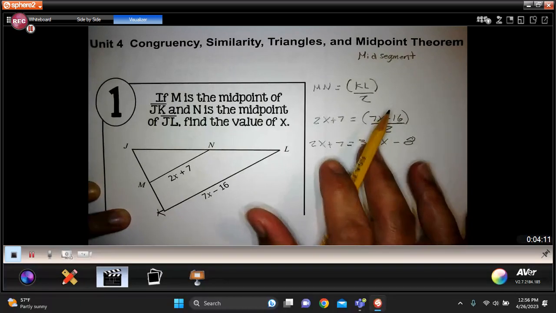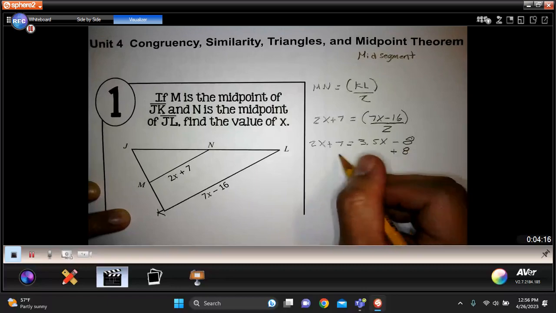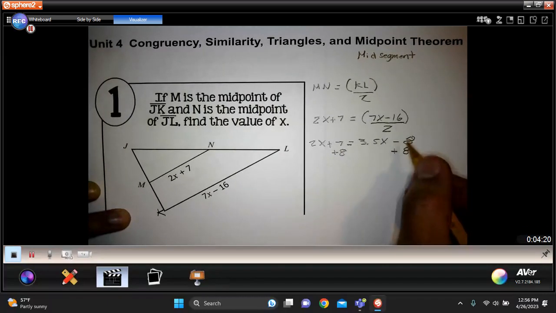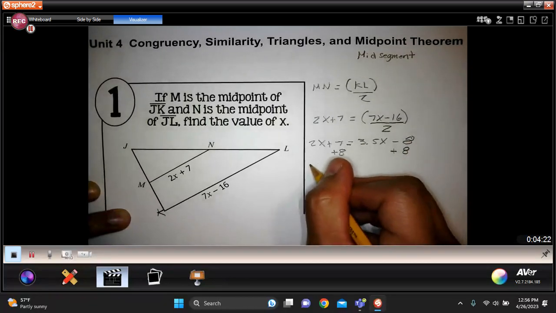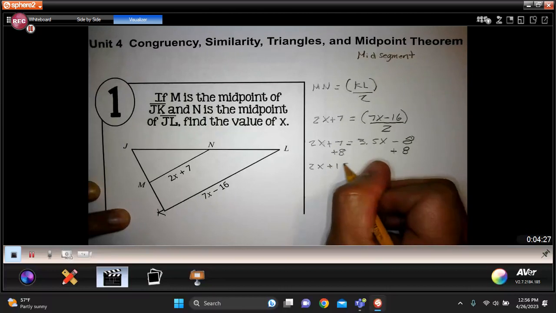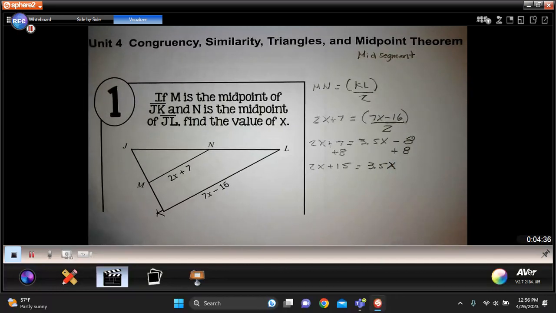biggest one. But I'm not going to do that first. I'm going to get rid of the number first, plus 8 and plus 8, because we need to solve for X. Minus 8 plus 8 is going to cancel right here, but on the left we're going to have 2x. 7 plus 8 is 15, and that's going to be equal to 3.5x. Let me stop right here for you guys to take a little break and take some notes.